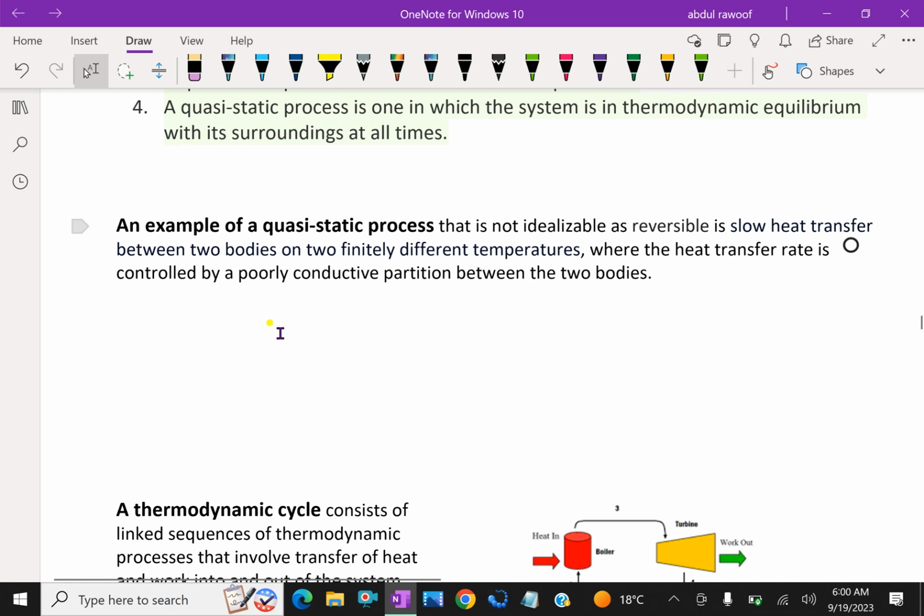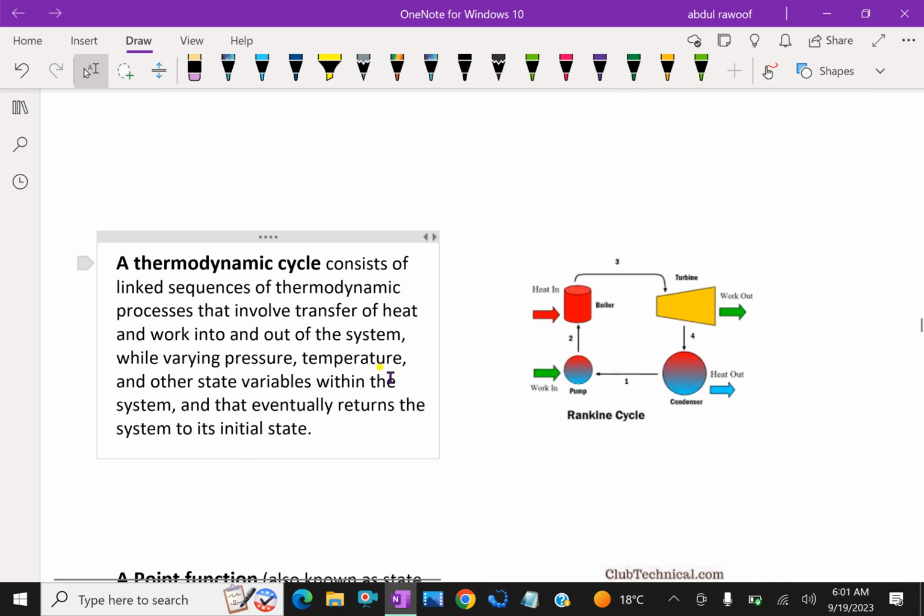Quasi-static process means almost slow. A quasi-static process is also called a reversible process. This process is a succession of equilibrium states, and infinite slowness is its characteristic feature. Next, we'll discuss the thermodynamic cycle.